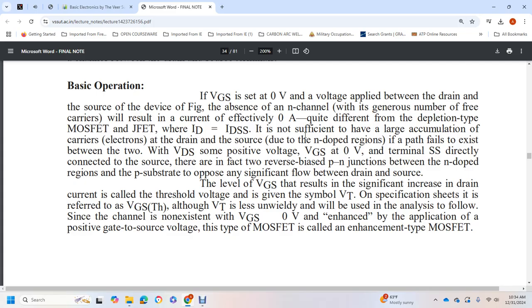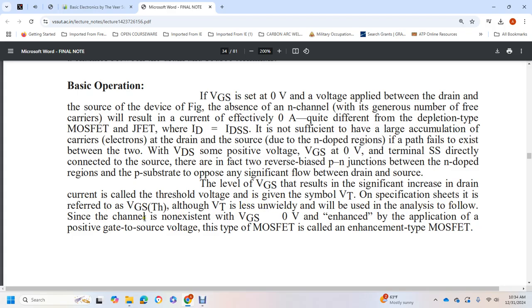Consider the voltage drain source and some positive voltage gate source, with the SS terminal directly connected to the source. In fact, with the reverse bias, the positive and negative junctions oppose significant flow between the drain and source. The level of the voltage gate source results in an insufficient increase of the drain current until the threshold voltage. The symbol VT is the threshold voltage on the specification sheet. It is also referred to as the voltage gate source threshold, although voltage threshold is less unwieldy and will be used in the analysis to follow.